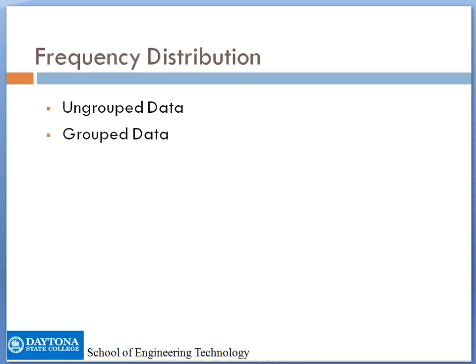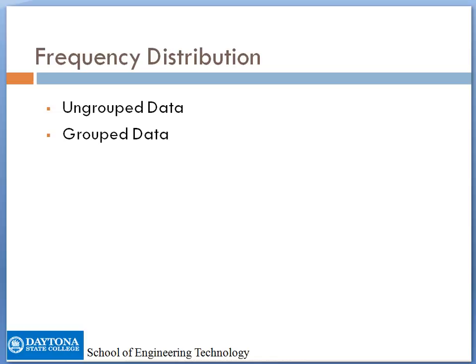In a frequency distribution, you can have ungrouped data or grouped data. The ungrouped data comprise a listing of observed values, whereas grouped data represents a lumping together of the observed values. So ungrouped data is just a set of data, whereas grouped data might have more meaning to you.